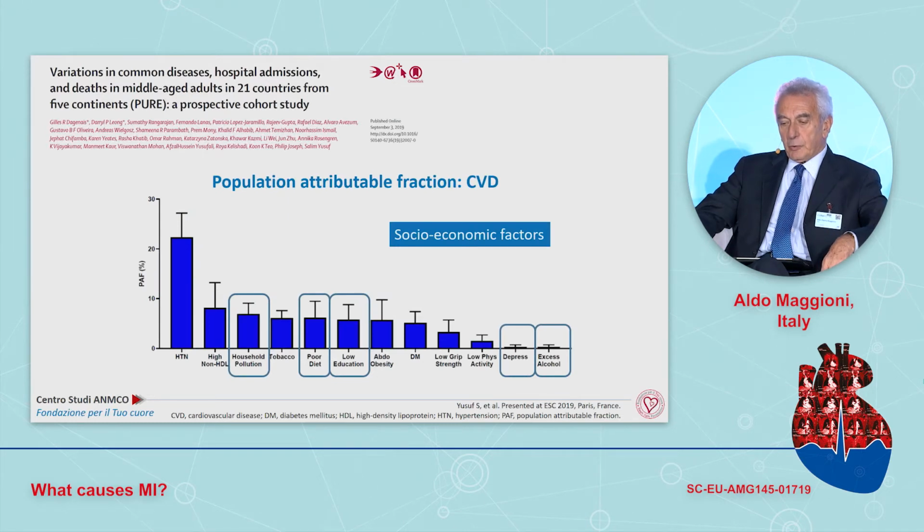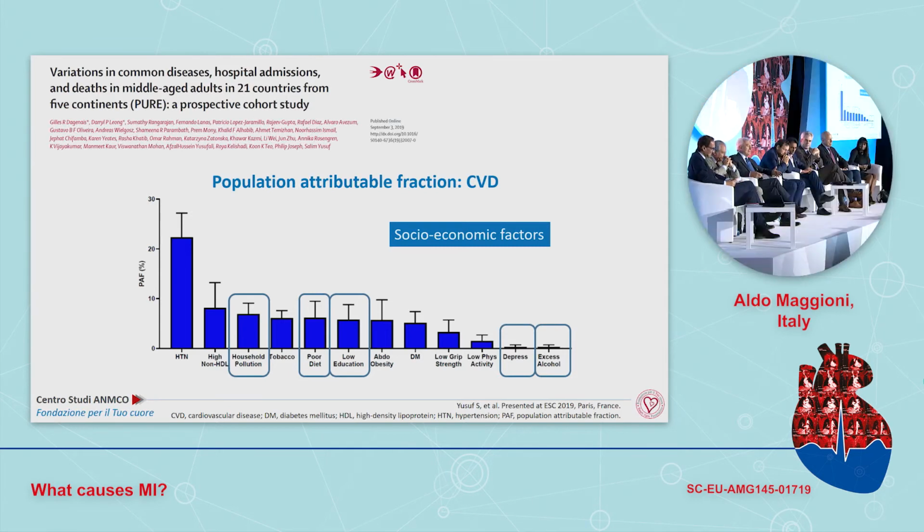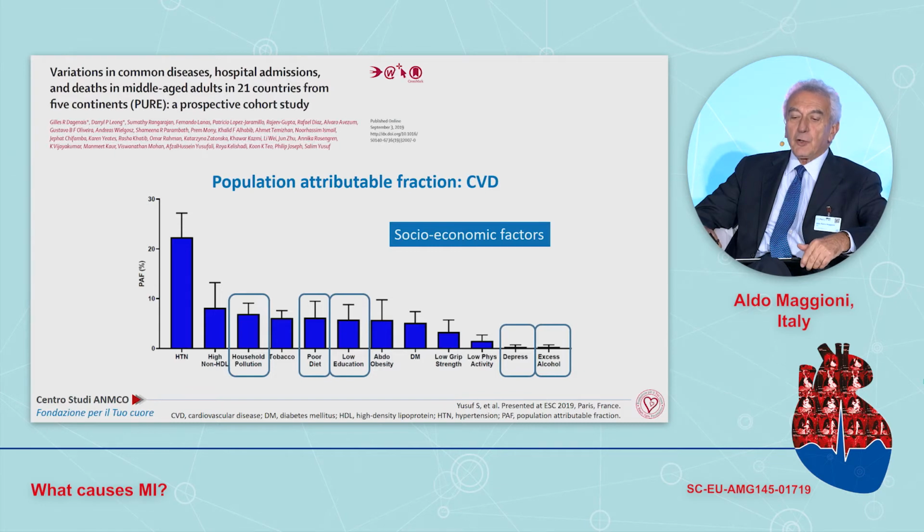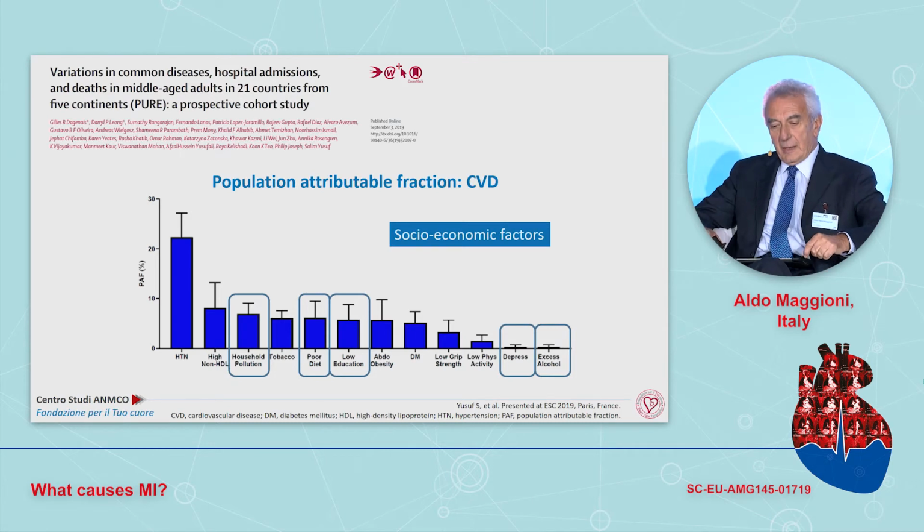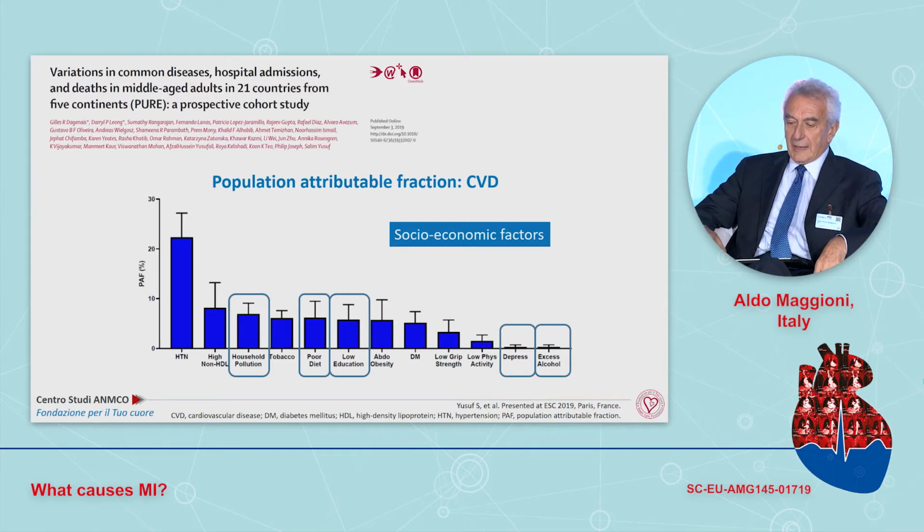Finally, the same authors did a very interesting evaluation, in my opinion, that can also explain the main reason. They did this kind of analysis, which is the population attributable fraction of the different potential factors predisposing to cardiovascular diseases. And as you can see, there are the usual traditional risk factors, such as hypertension, high level of non-HDL cholesterol, tobacco smoking, obesity, diabetes mellitus, low level of physical activity.